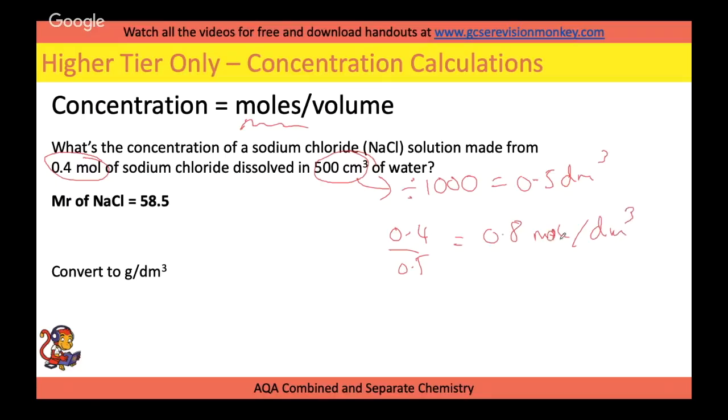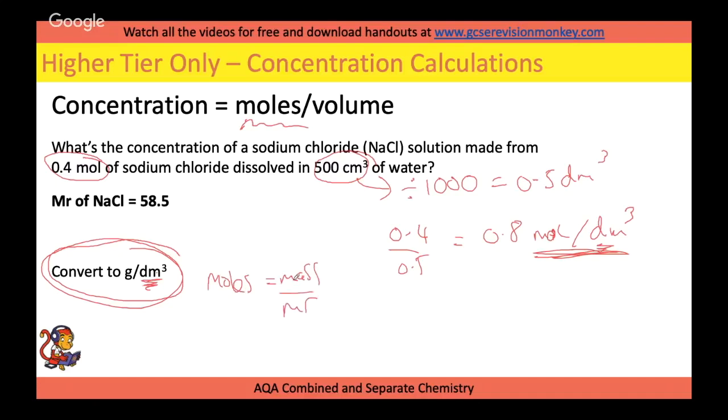Now, if you're wanting moles per decimeters cubed, but then you need your answer in grams per decimeters cubed, the decimeters cubed bit is staying the same. So you need to think how you convert moles to grams. So then you use the equation moles equals mass over Mr. So if we want to get from moles to mass, we would need to multiply by the relative formula mass. Okay, rearrange that, mass equals moles times Mr.